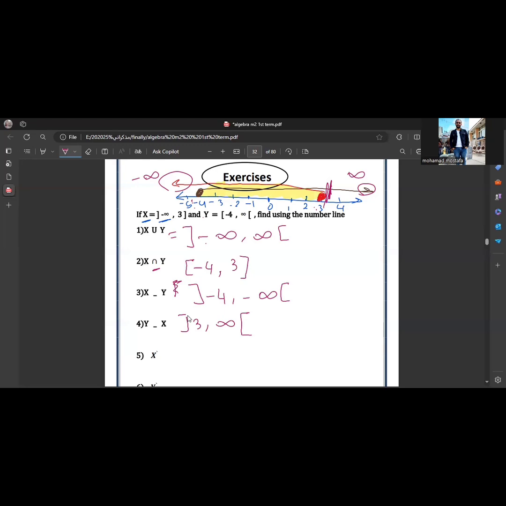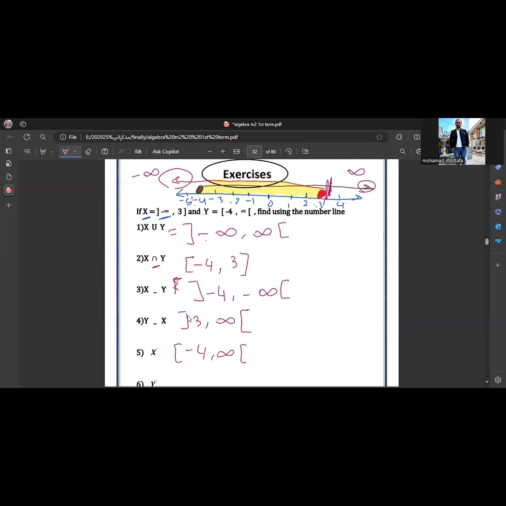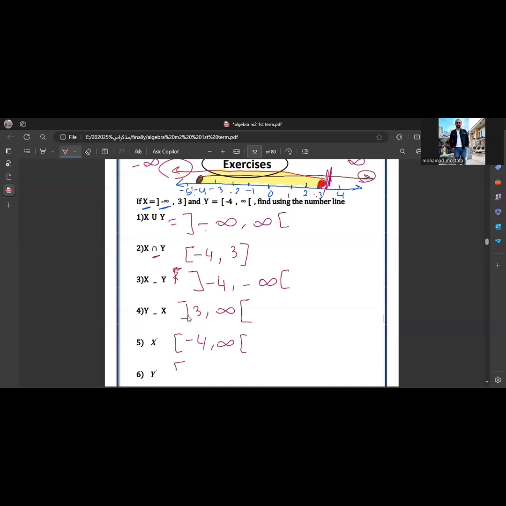X dash, we hide x and take any other numbers with me. It looks like the x difference y because I also have two intervals. Also from negative 4 to infinity. And y dash, 3, here negative and here infinity.